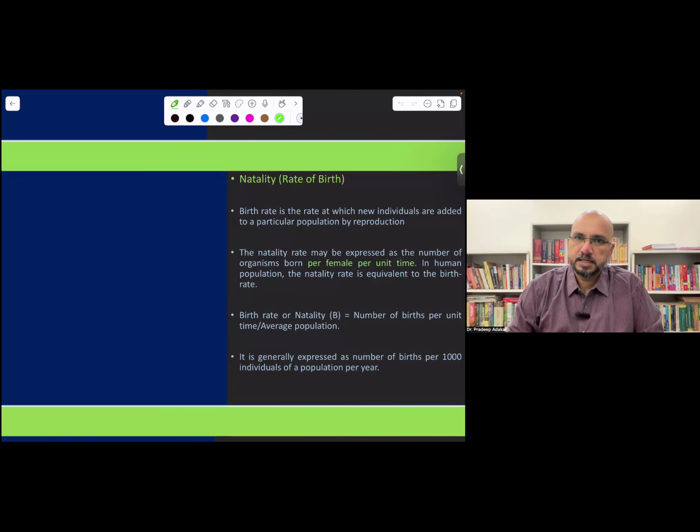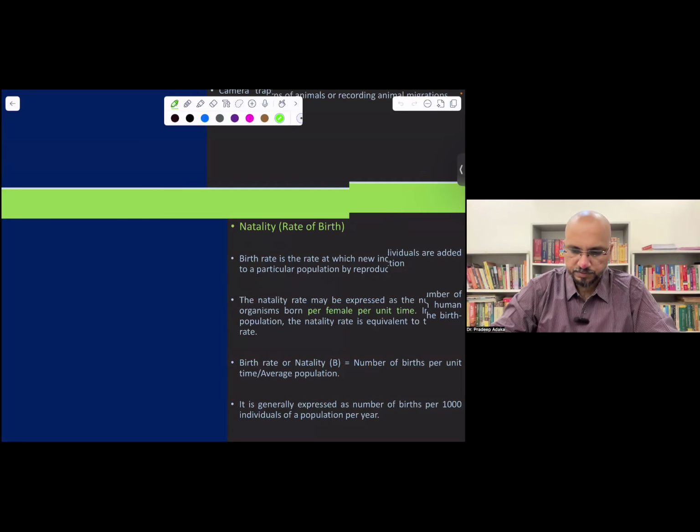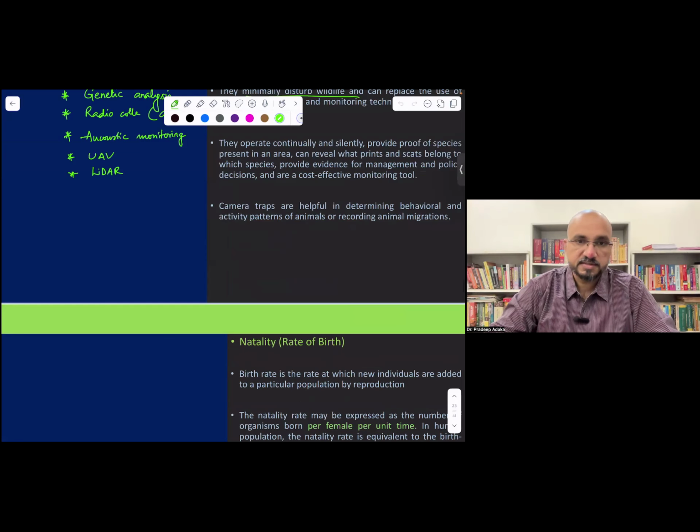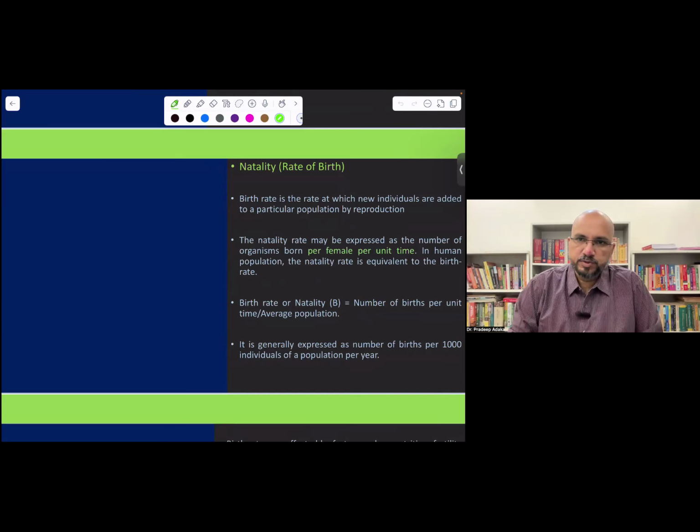We were discussing population ecology, and the last topic we discussed in population ecology was census. How do you count the individuals in a population? Now, continuing in population ecology, we'll discuss certain concepts.